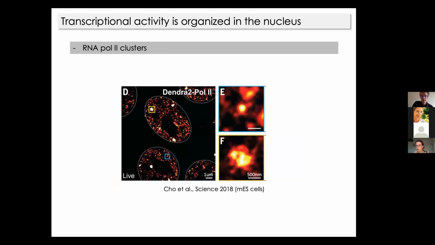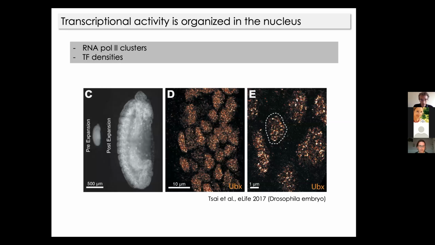Here, this is not our work. I'm showing you data that has been published. And here we're looking at a labeled form of RNA polymerase 2. And you can see that it localizes in these specific areas. And in some cases, it makes up very, very big clusters of transcriptional activity. And similarly, here we're looking at a Drosophila embryo where UBX, which is an important transcription factor, also seems to cluster in specific regions. Important here is that they had to actually use expansion microscopy to see these clusters because often they are very, very small.